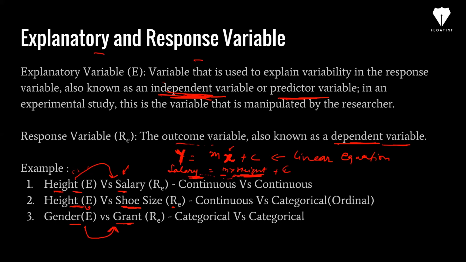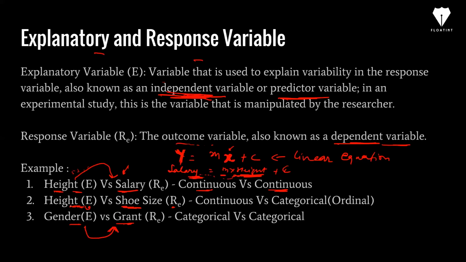Right? Same goes for salary. It can take any number between, let's say, 0 to 1,000 million. In this case it might go beyond 1,000 million also, that doesn't matter. But the thing is there will be some range and it can take any value, and that will be numeric values, right? So that is why I'm saying this is continuous versus continuous. It means height is continuous and salary is also continuous.